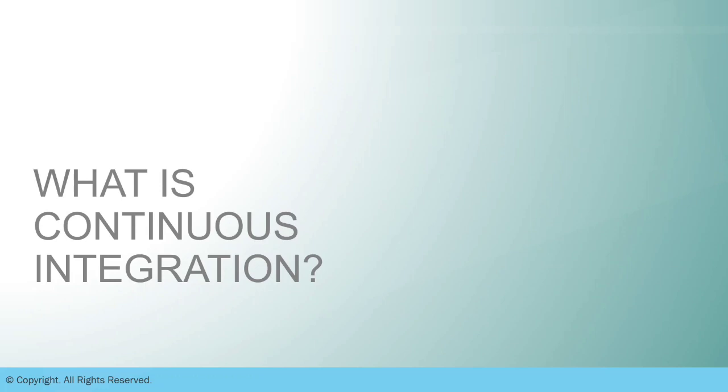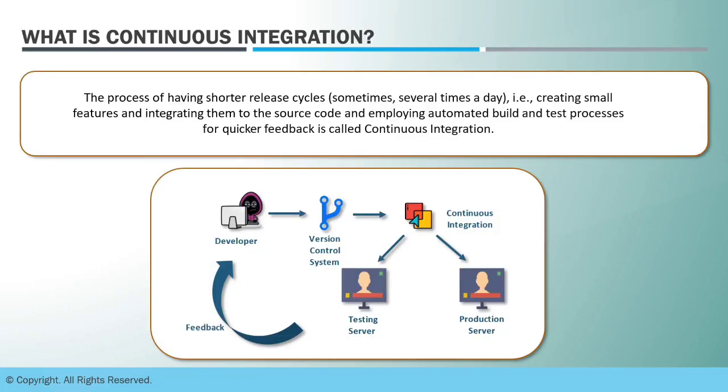So before that, let's see what continuous integration is. It is the process of having shorter release life cycles, sometimes several times a day. That is, creating small features and integrating them into the source code, and employing automated build and test processes for quicker feedback. This is called continuous integration.